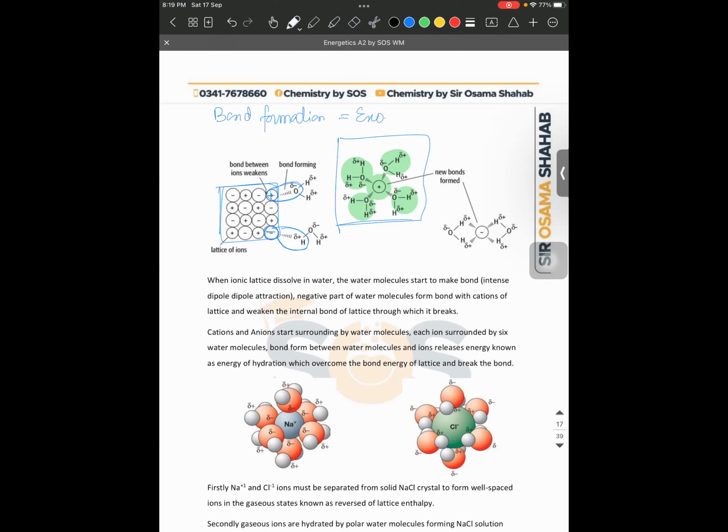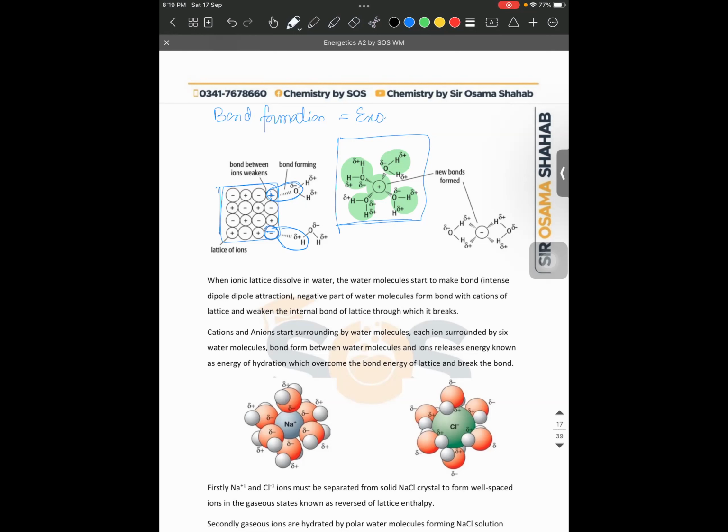We know this. बॉन्ड फॉर्मेशन क्या होती है? एक्सोथर्मिक. तो जब 6 नए बॉन्ड बन रहे होंगे तो डेफिनेटली वो कुछ ना कुछ एनर्जी रिलीज कर रहे होंगे, और वो जो एनर्जी रिलीज कर रहे होंगे उस एनर्जी की वजह से NaCl is going to be dissolved in that, or it is going to dissociate in the water or in the aqueous solution. This is the thing, and this is known as what? Energy of hydration. This is known as the energy of hydration.